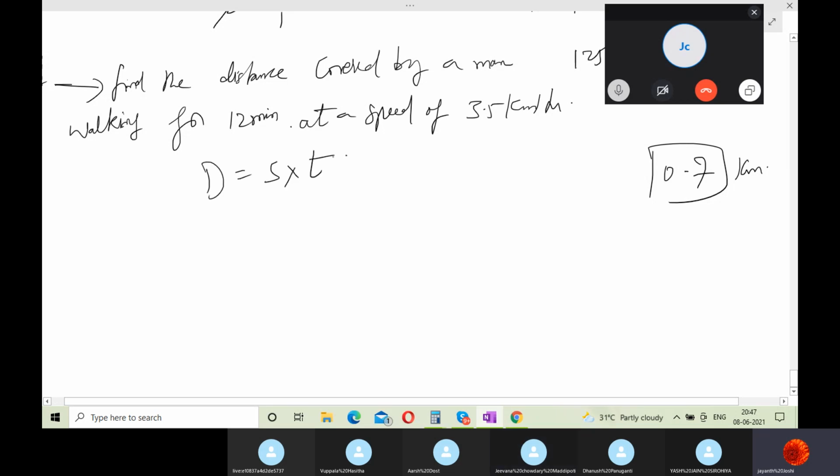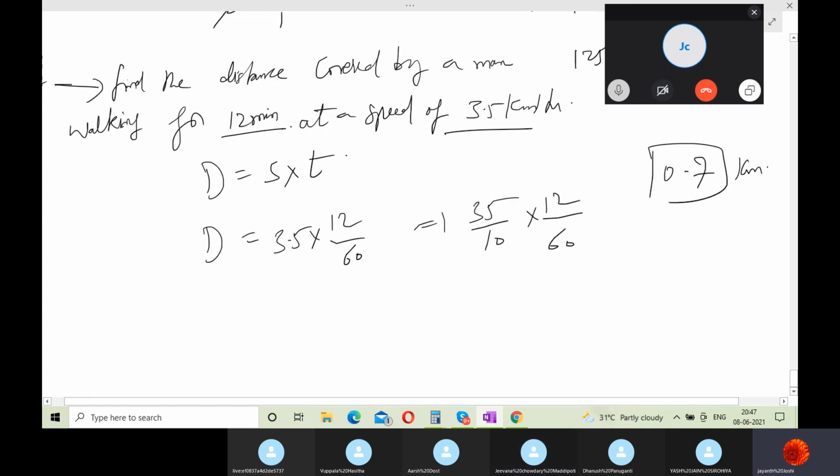I don't know why you people are not able to do simple questions. So distance is what they are asking you. This is given in minutes, so time 12 by 60 you convert in hours, and speed is 3.5 itself. Why don't you solve this, 35 by 10 into 12 by 60? So 7, 5, 2, 6, 1 by 10. What is that you're getting? 7 by 10. Okay. 7 by 10 kilometers, 0.7 kilometers. Very good. Or 700 meters also you can write.